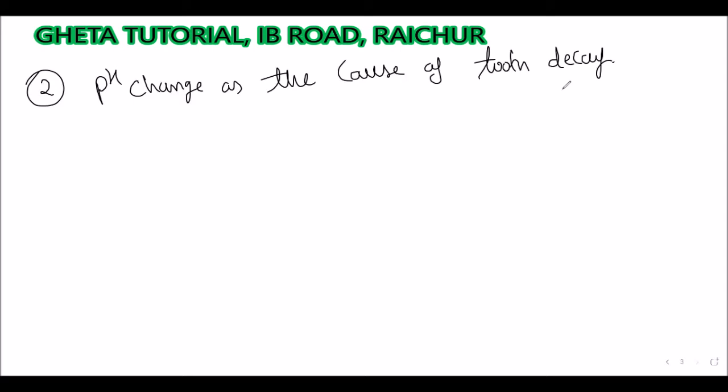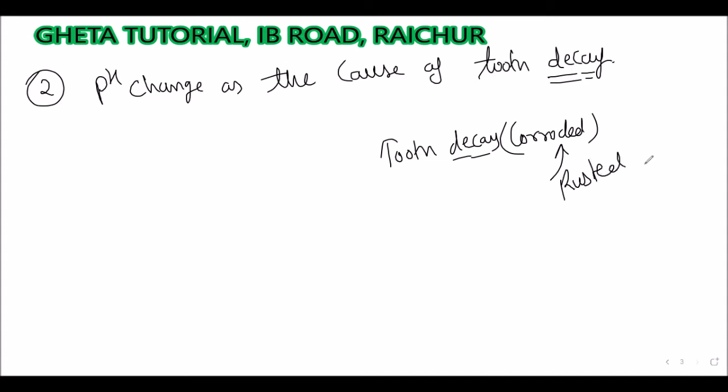What is tooth decay? Decay is nothing but the tooth enamel being corroded. Corroded means the tooth enamel becomes rusted. Tooth enamel is where your teeth are placed. That is called tooth enamel. If this tooth enamel is corroded, then it is called what?